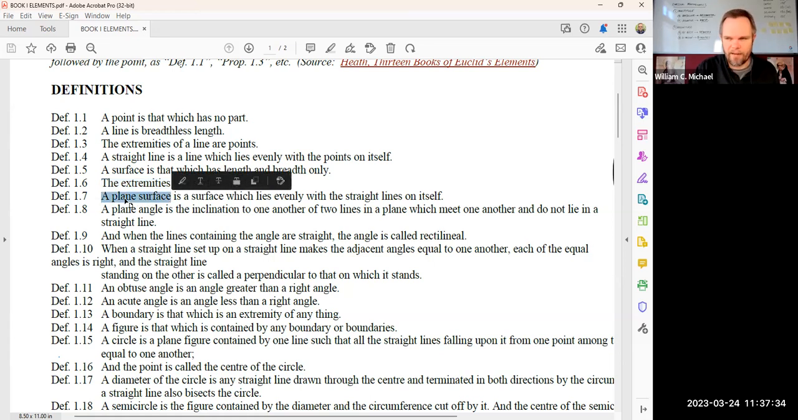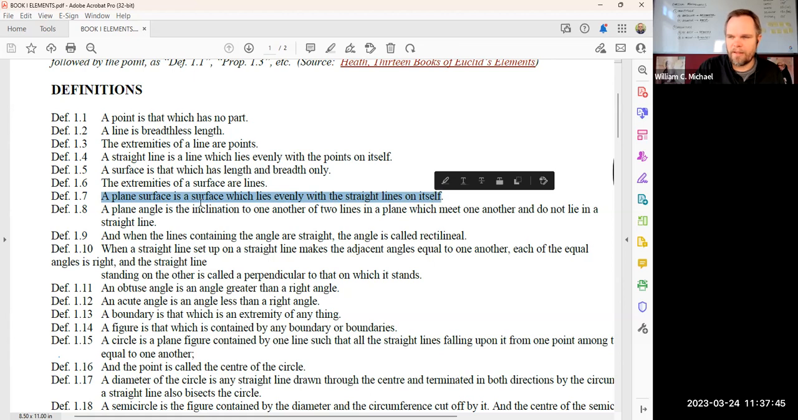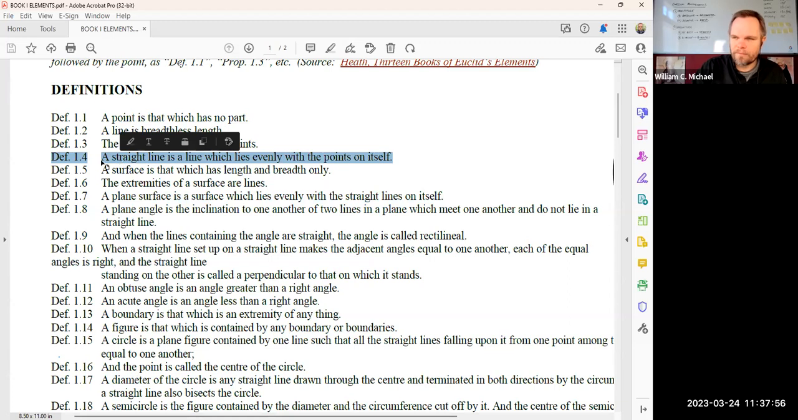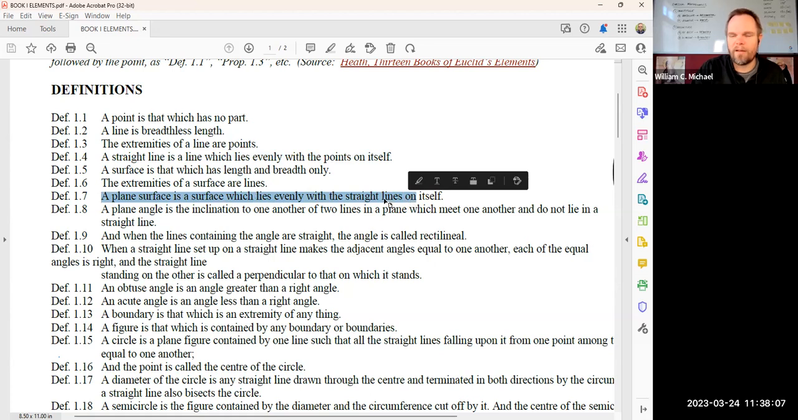a plane surface. So this is a certain kind of surface. A plane surface is a surface which lies evenly with the straight lines of itself. And notice how definition seven relates to definition four. A straight line is a line which lies evenly with the points on itself. Definition seven, a plane surface is a surface which lies evenly with the straight lines on itself. A plane surface, to put it in simpler terms, is a flat surface.